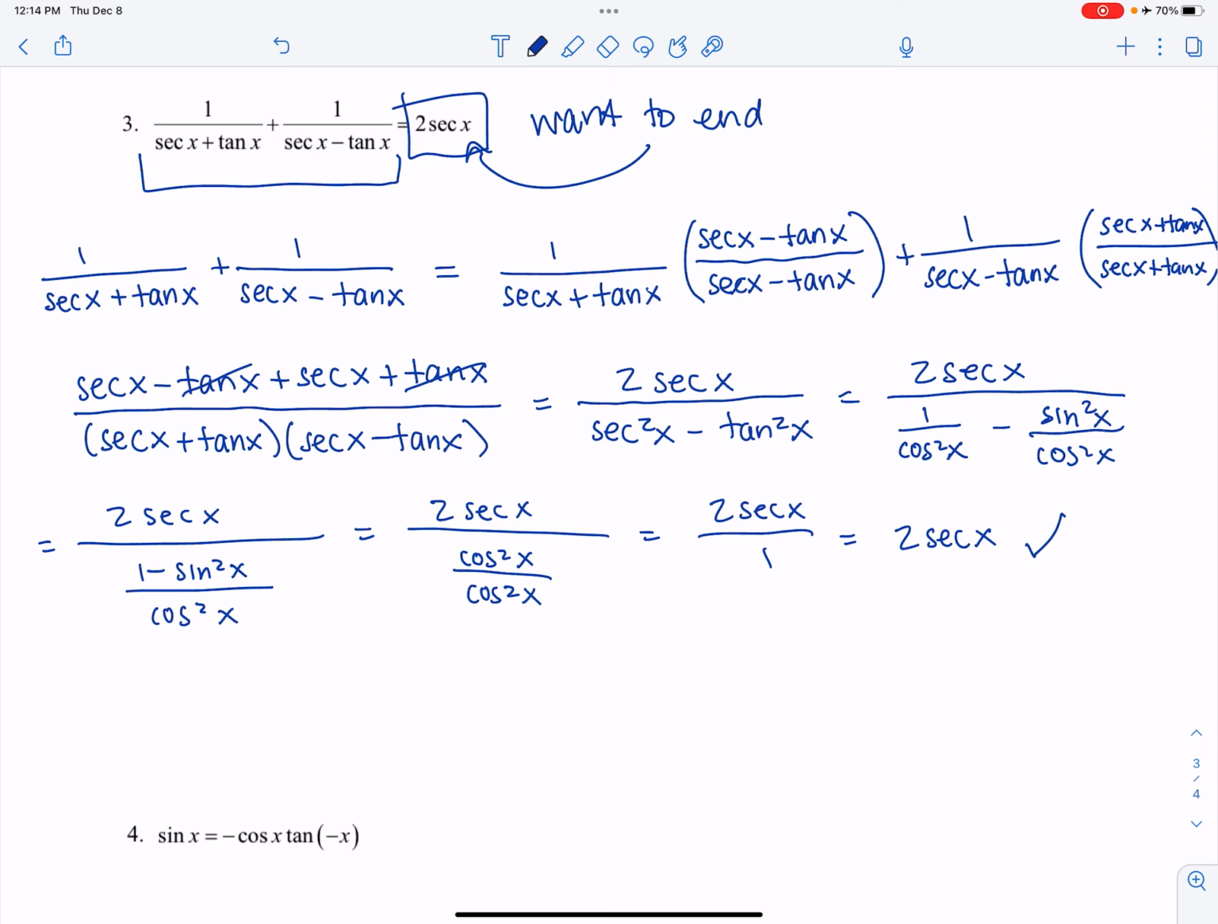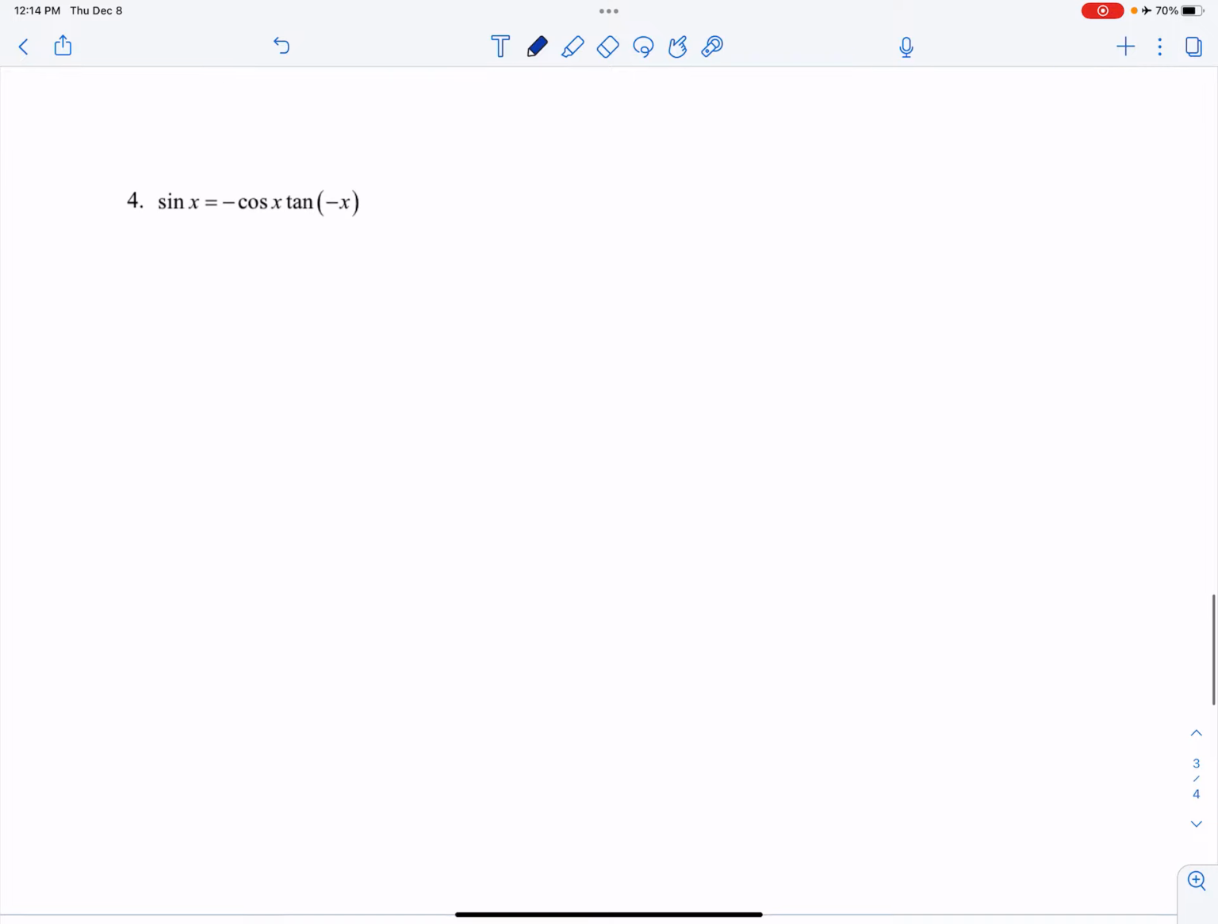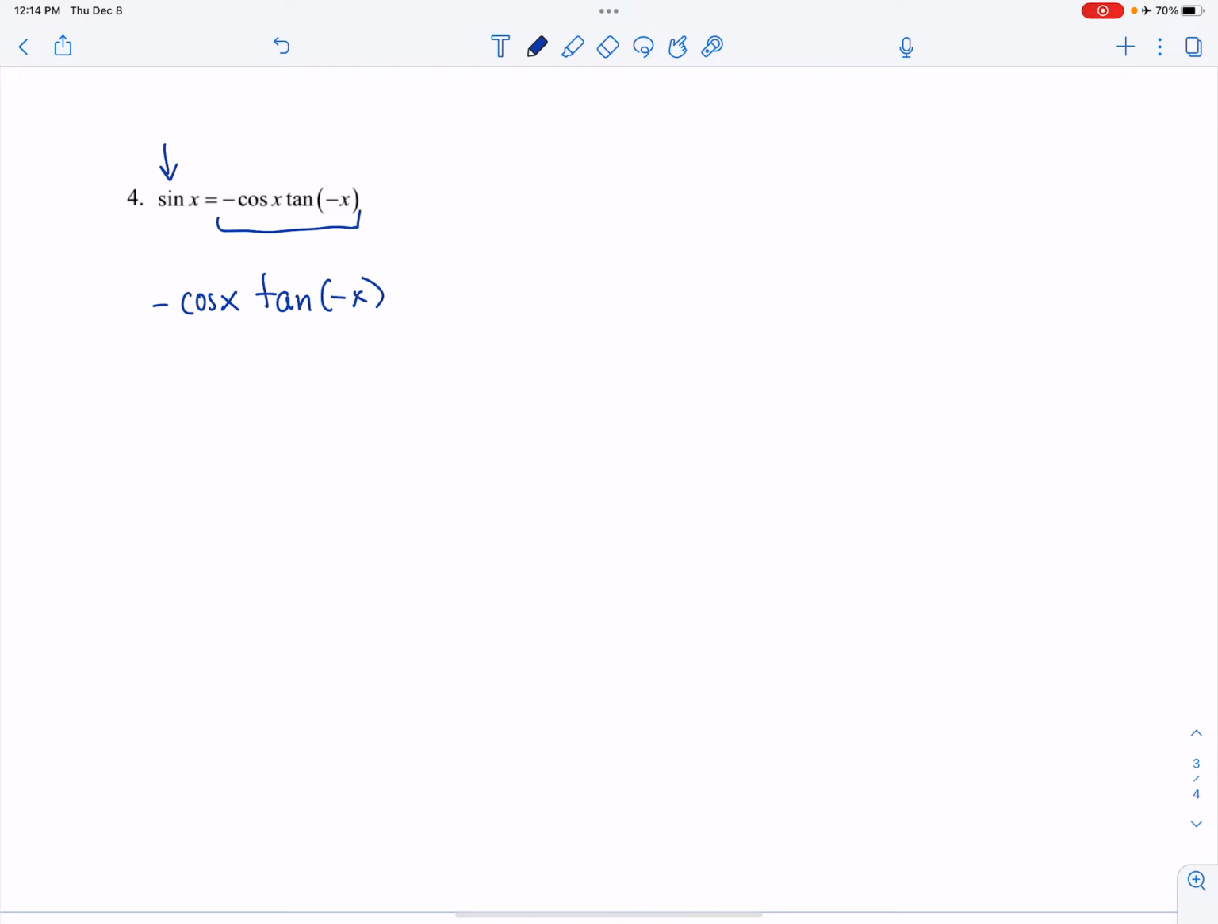Okay. Now we're going to look at this identity. Sine of x equals negative cosine x times tangent of negative x. This is going to reference the information they gave us about even odd functions. So I want to end here. So I'm going to start on this side and hopefully get to the end and have it equal sine of x. So I'm going to start with negative cosine x times tangent of negative x.